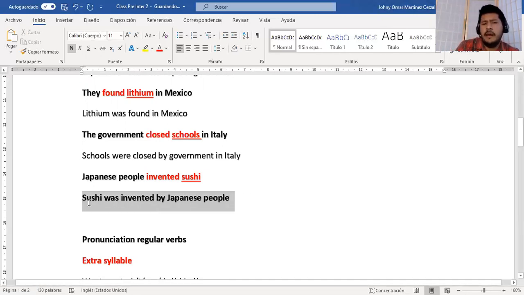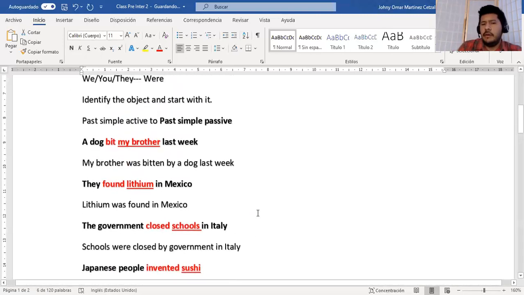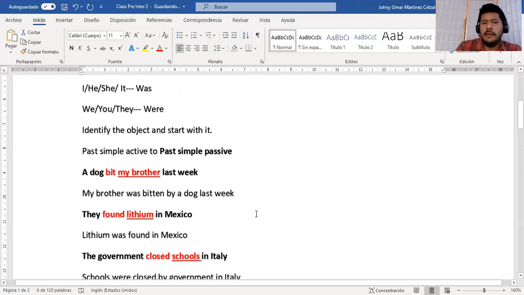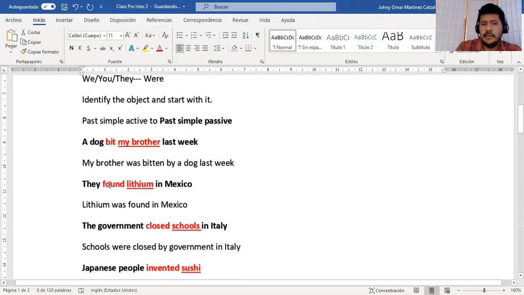Now, maybe in Japan will be too much, no? But by Japanese people, we understand. So these are your sentences in passive voice. I'm going to translate the ones in passive voice so you can start thinking how it works.